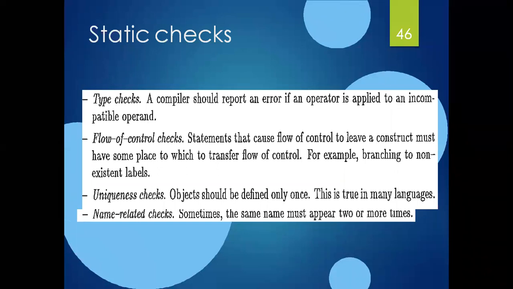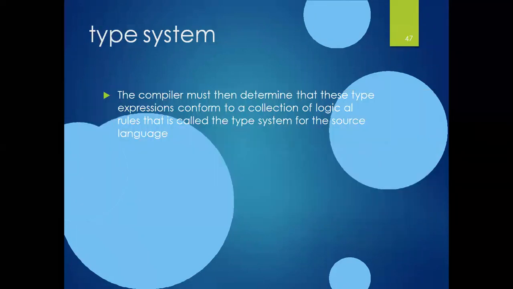The next one is name related checks. What it means is that sometimes the same name must appear two or more times, and if you get an error like this, then it is called a name related check. That means the same name that you are using in two or more places, or two or more times, such checks can be called name related checks. And these all come under the subcategories of static checks.